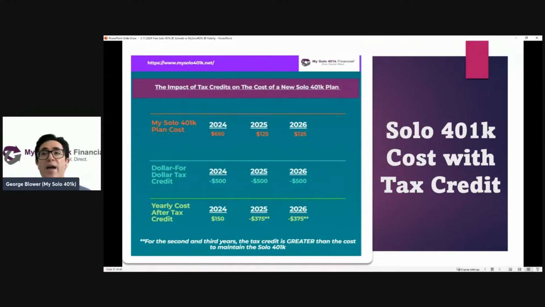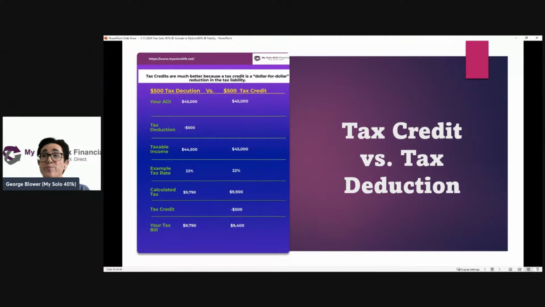$500 tax credit. So in the first year, our fee is $650, which includes the $525 establishment fee, plus the first $125 annual fee. So your net cost is $150. In the second year, our fee is $125, but the individual would still be able to claim the full $500 tax credit. Likewise, in the third year, this is a tax credit, not a tax deduction.